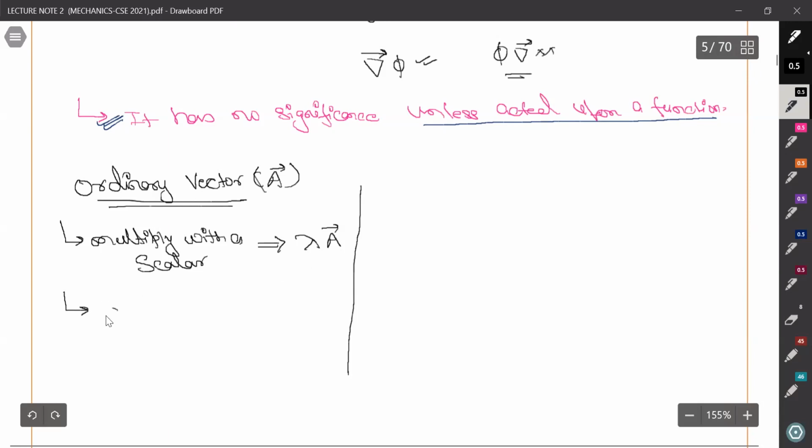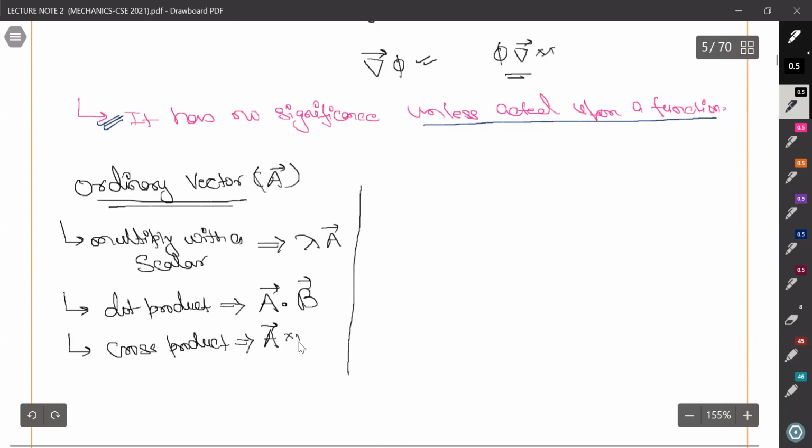Also, we can find its dot product. Suppose we have two vectors A and B, so we can write the dot product as A dot B. Also, we can find the cross product. So two vectors can be multiplied by dot product or cross product. So this is A cross B. Similarly, here also, this is an operator, not a vector, but it has some analogy with the previous.